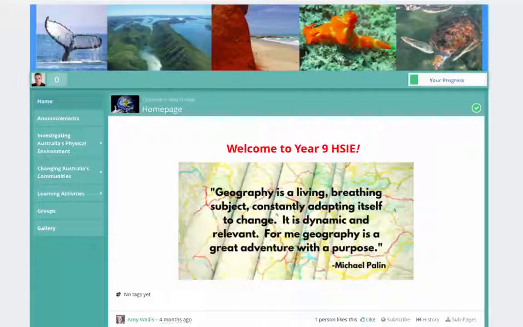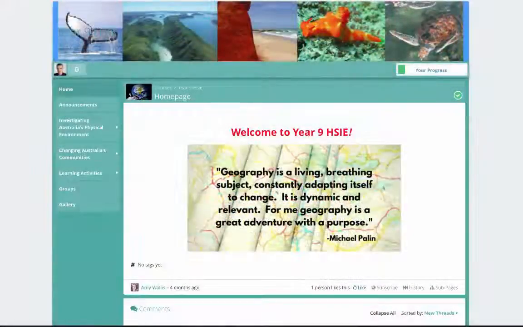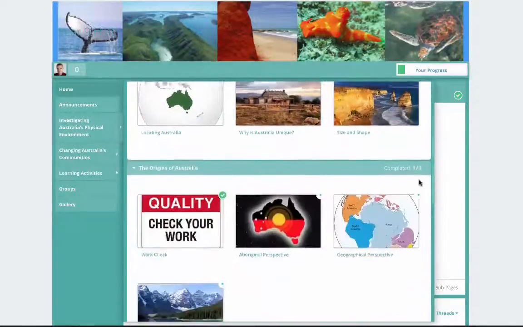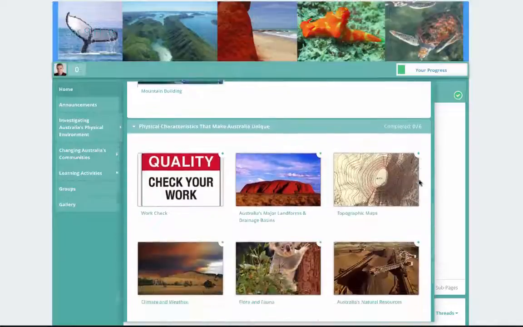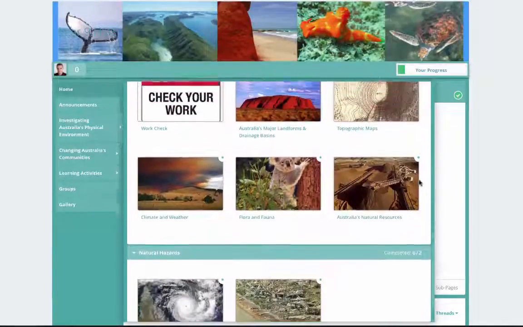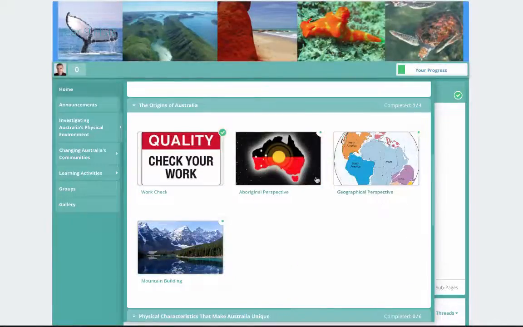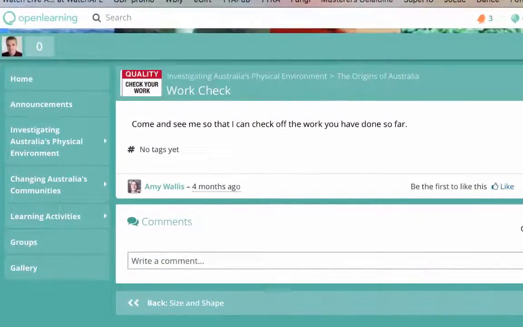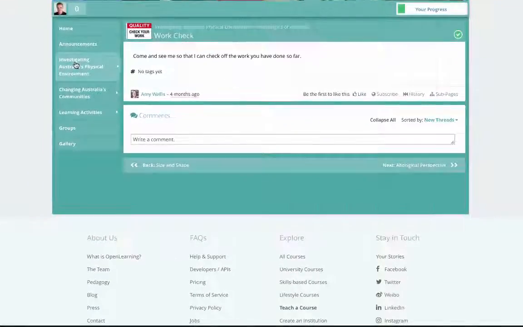It took me a really long time to make, and I really hope that you get something from having a look at it. So the unit that we are doing is Investigating Australia's Physical Environment, and here are all of our modules. I've structured this in a way that when they go on to the next section, they have a check your work section where they have to come and see me and show me the work that they've done, so that I can have a look at the quality of the work that they're producing and hurry people up that are taking far too long.